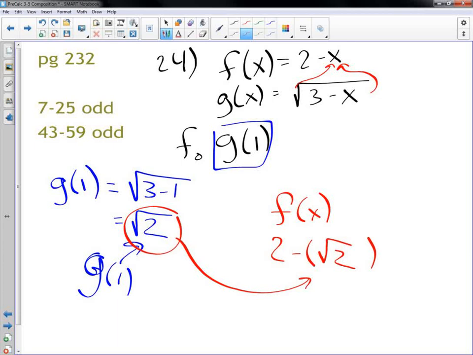Basically, on your outside function, you use the y value from the inside function. Okay, or you're kind of creating a chain, right? All right. There's our homework assignment.